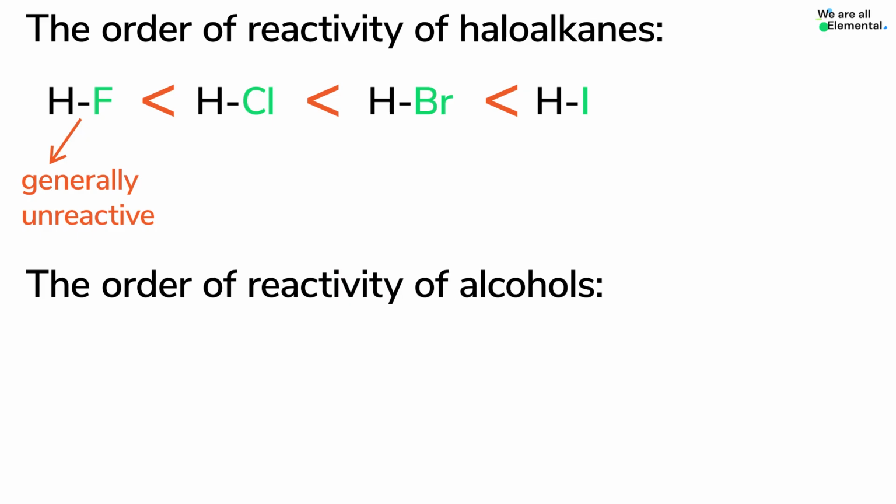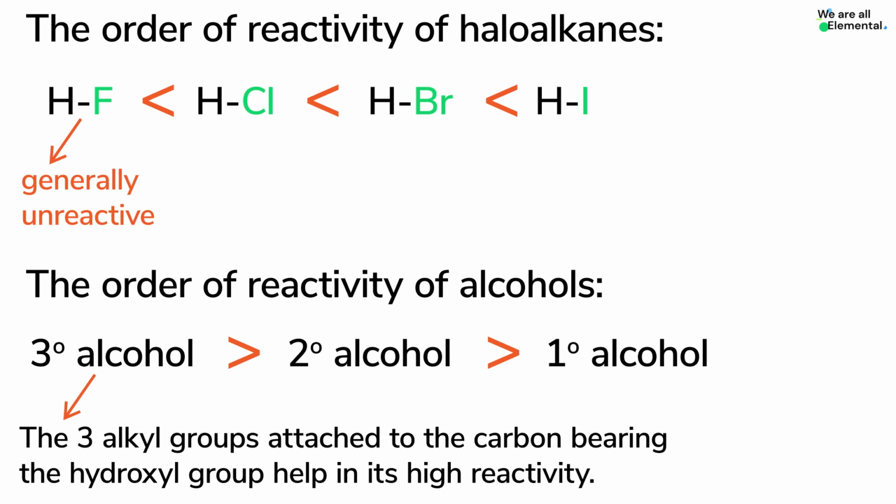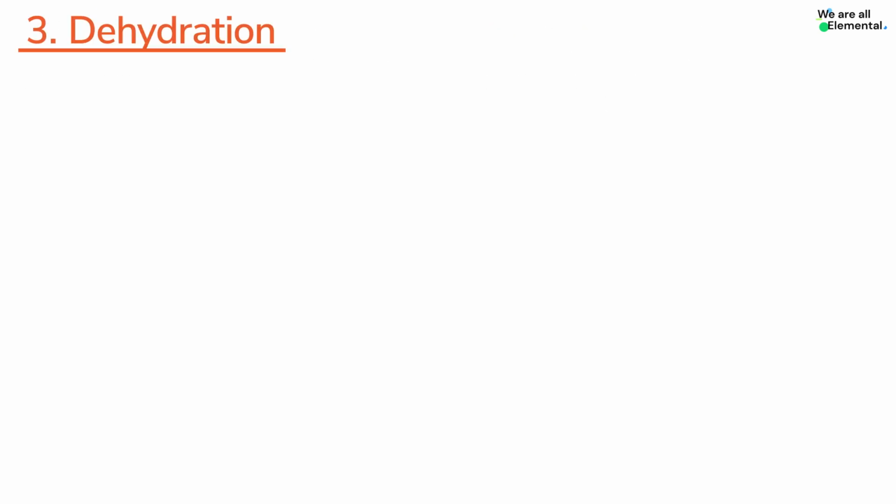In terms of order of reactivity of alcohols, the tertiary alcohol is most reactive, and then the secondary, and the least reactive is the primary alcohol. The tertiary alcohol is most reactive because the three alkyl groups attached to the carbon bearing the hydroxyl group help in its high reactivity. Then there is dehydration reaction.